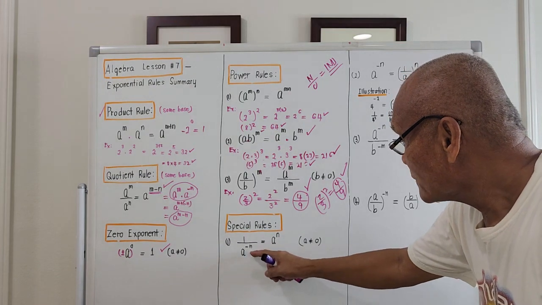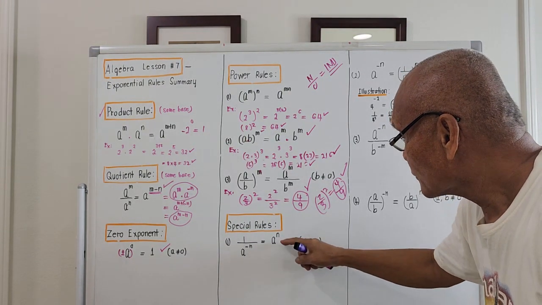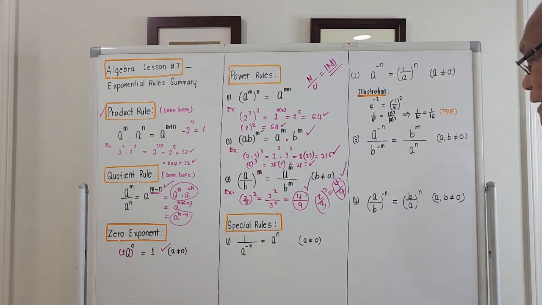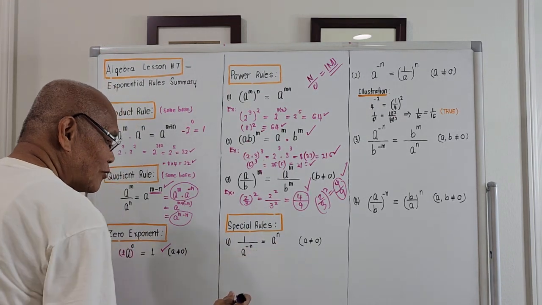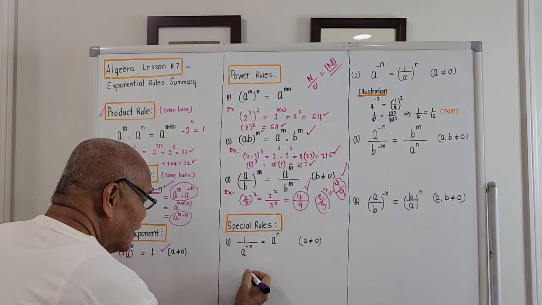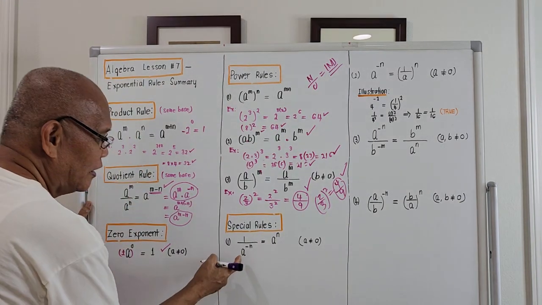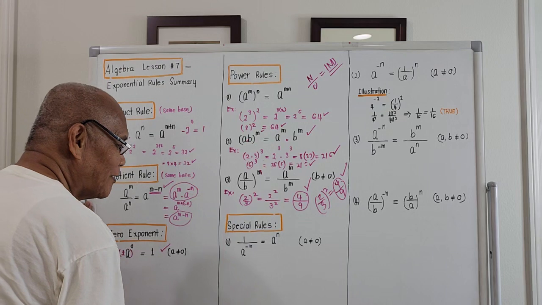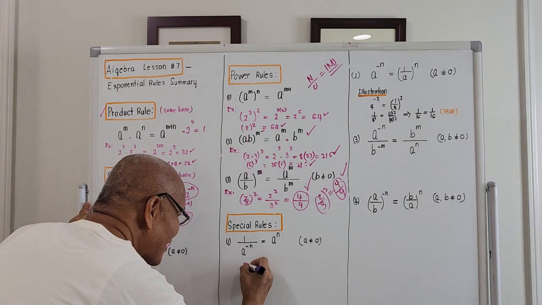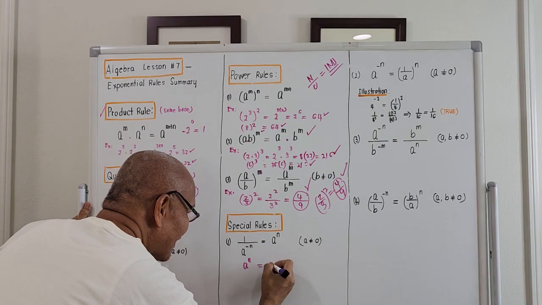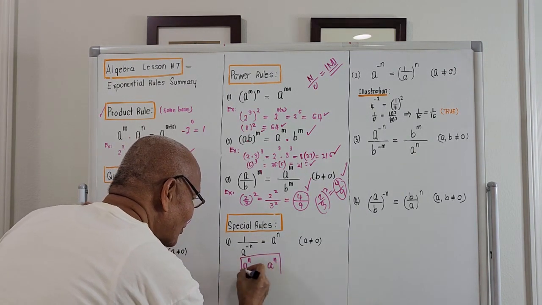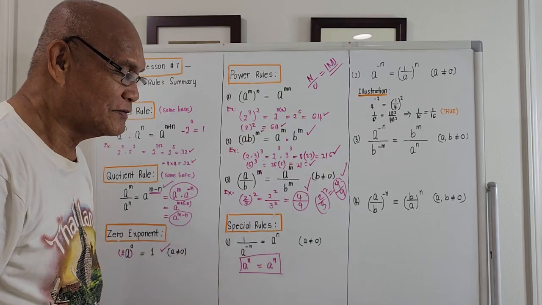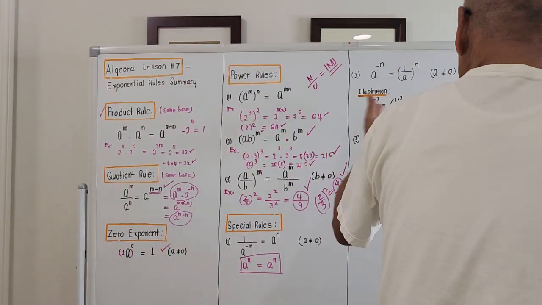1 over a raised to minus n is equal to a to the n. I think we could prove this one, that 1 over a to the minus n is actually a to the n. It will be something like this. If we try to simplify this, if we bring this one up, what will come out? It is a to the n, is equal to a to the n. So it's actually true, right? So 1 over a raised to minus n should be equal to a to the n. Number 2.